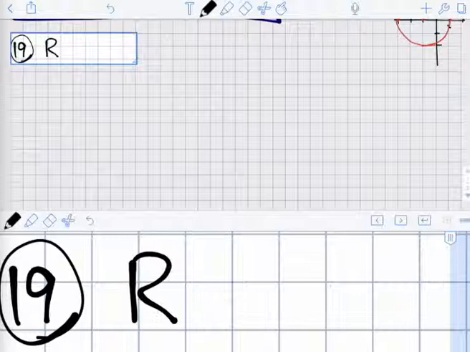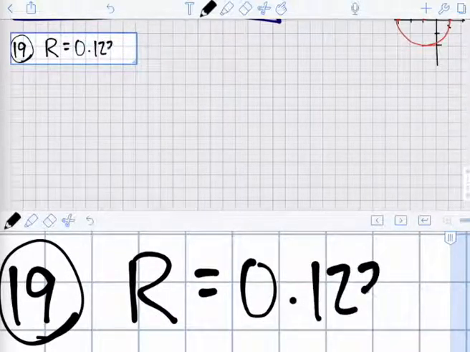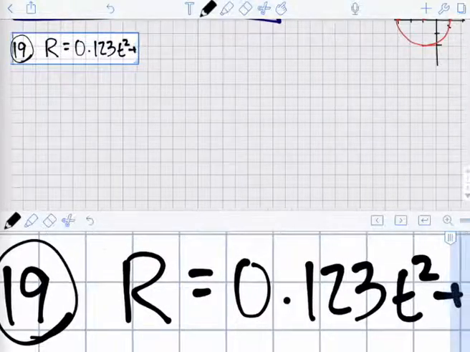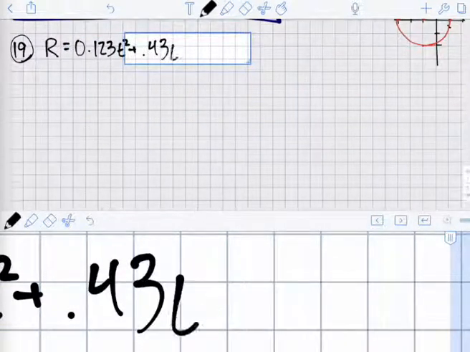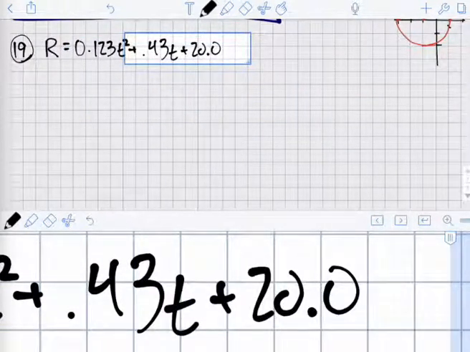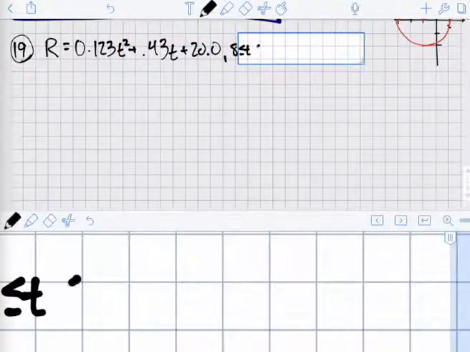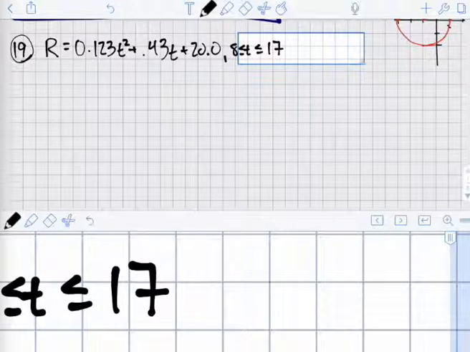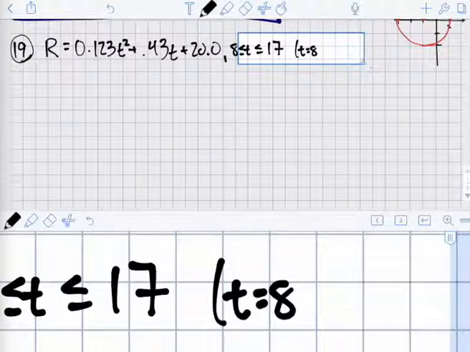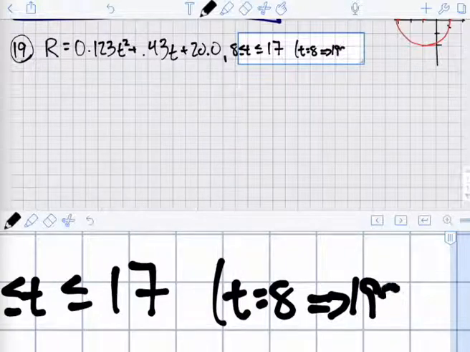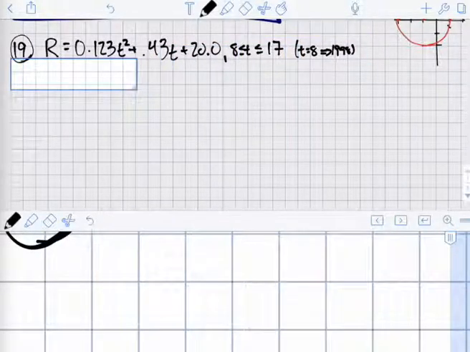And here's our model. R is equal to 0.123 t squared plus 0.43t plus 20.0. And they tell us 8 is less than or equal to t is less than or equal to 17, where t represents the year and t equals 8 corresponds to 1998. Okay, so what I want to do is sketch a graph of the model. So I am going to plug that into my calculator.